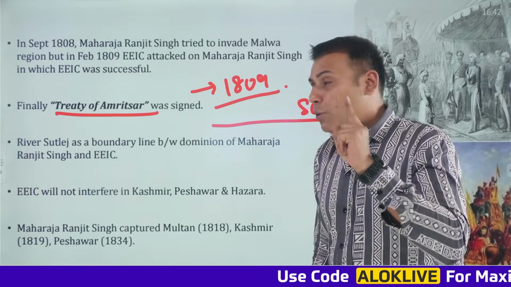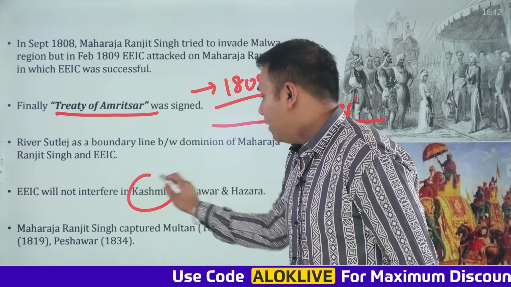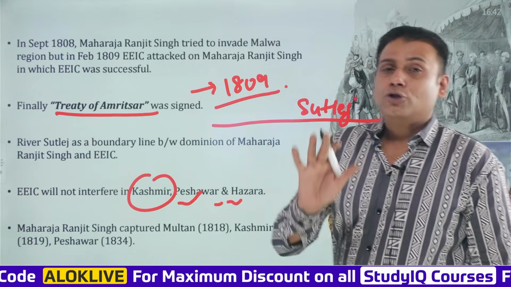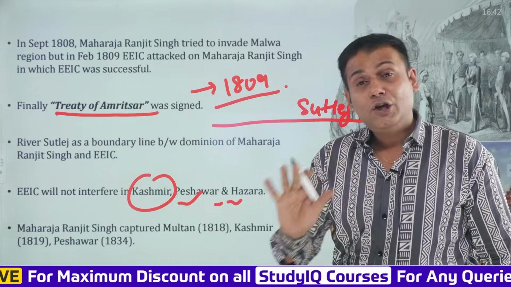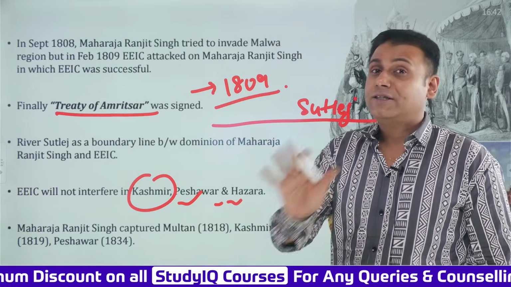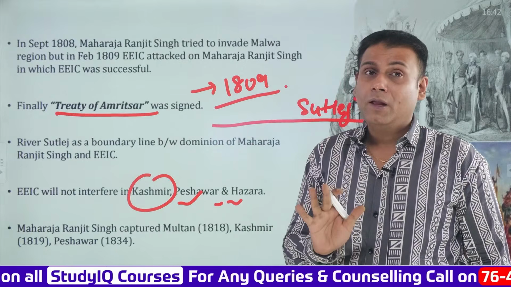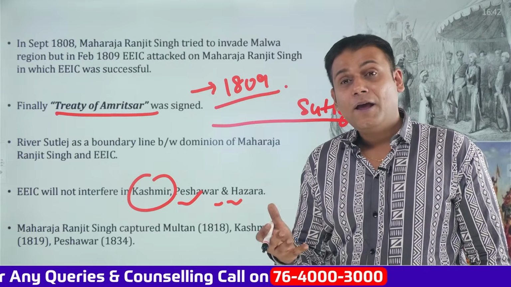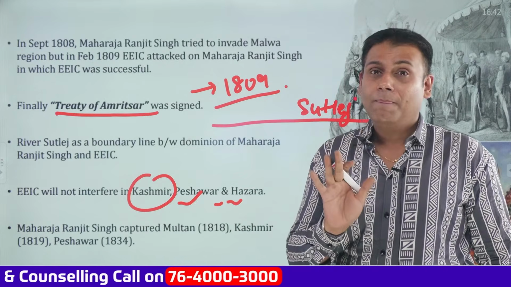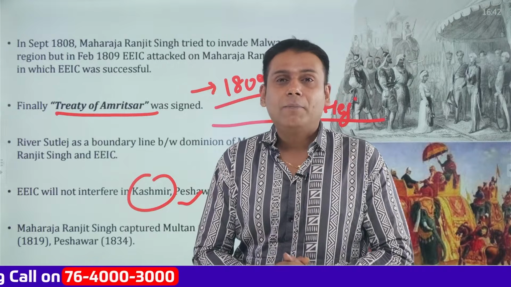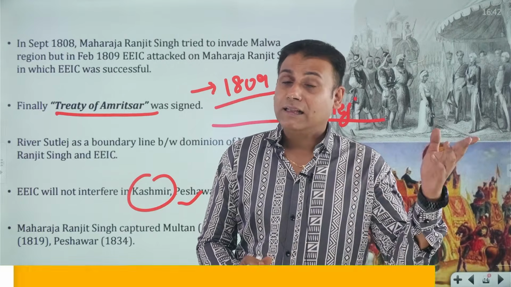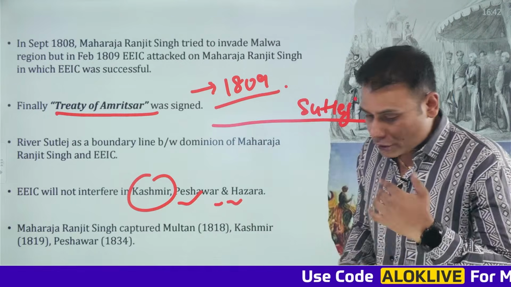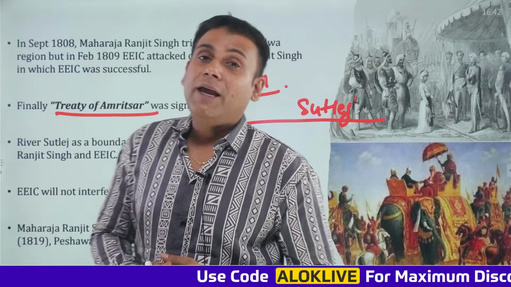Now, there were different places such as Kashmir, Peshawar and Hazara, which were not under the control of anyone. So the English East India Company said to Maharaja Ranjit Singh, you can conquer these regions and the English East India Company will not claim these regions. So in the coming years, Maharaja Ranjit Singh Ji captured the region of Multan, Kashmir, Peshawar and Hazara. Okay, so this was nothing but the Treaty of Amritsar, which was a result of the Treaty of Tilsit that was signed in 1807. Okay, so this was all about how Maharaja Ranjit Singh Ji came to power.